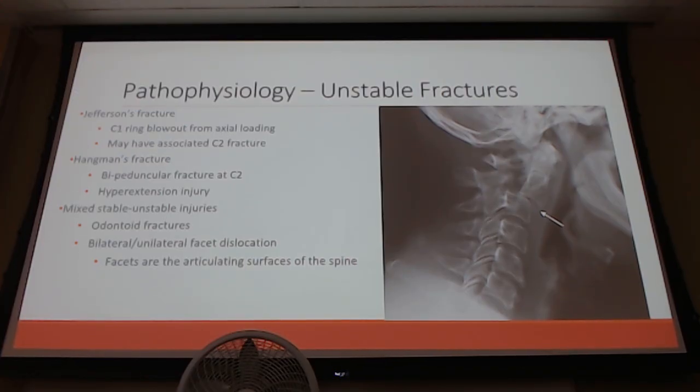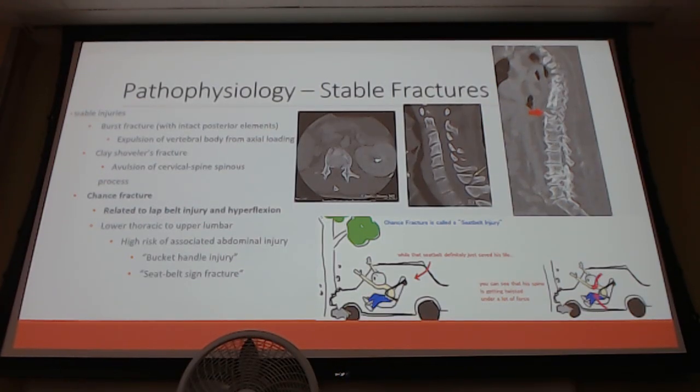And then we can have our mixed stable and unstable. Really those are ones involving either one or both of the facets, or it can be an odontoid fracture. Certain odontoid fractures are considered unstable, and it just depends on what it involves, whether it's the tip of the dens versus other areas of the dens.